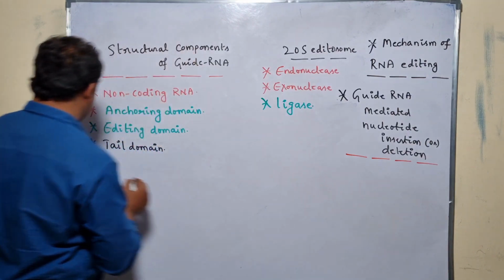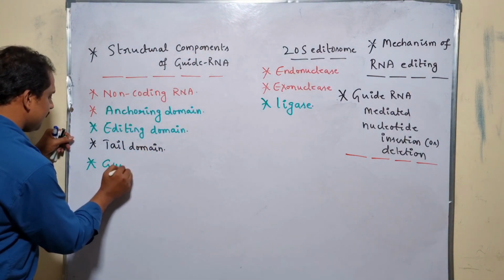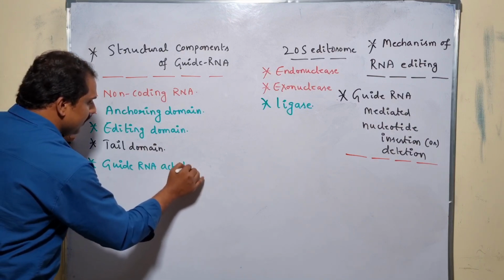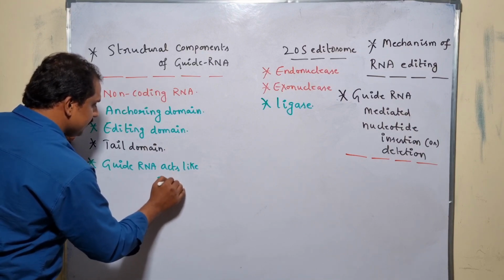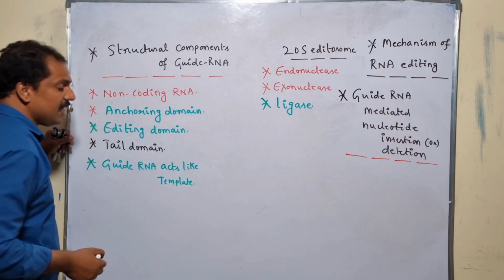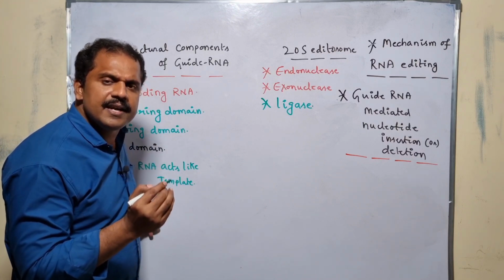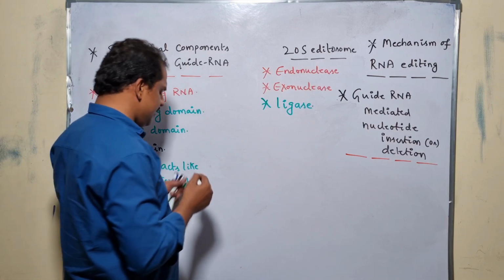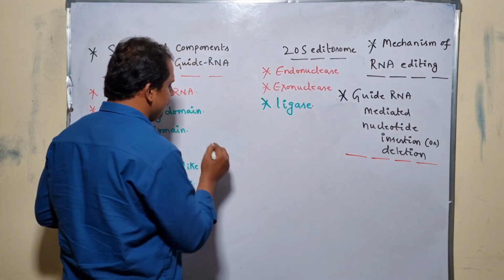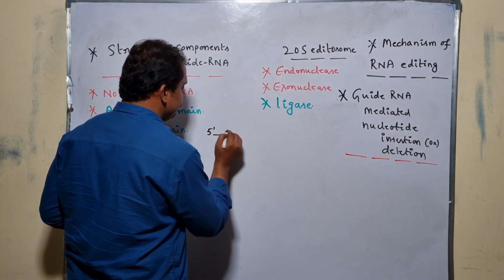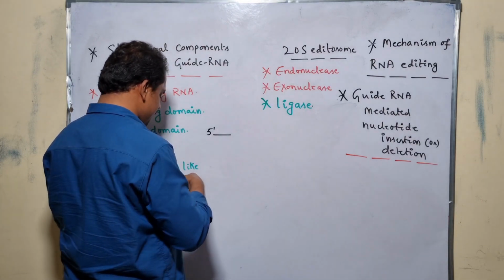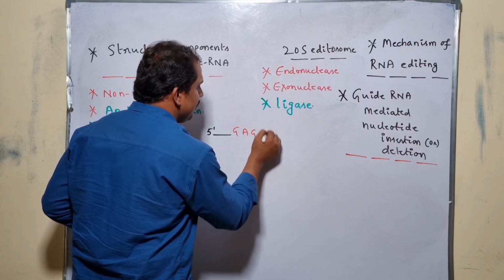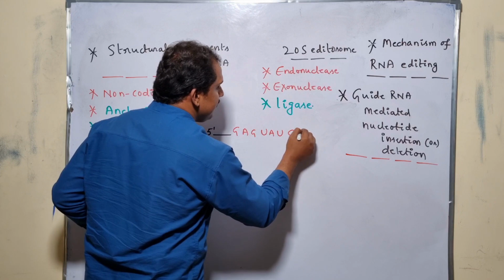Is it clear? So let me write it on the board. Guide RNA acts like a template. So here for your better understanding of guide RNA mediated nucleotide insertion or deletion, let me give you one common example. Is it clear? So here if we consider one specific mRNA, the nucleotides are nothing but G, A, G, U, A, U, C, C, U.